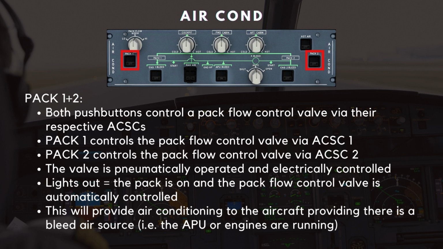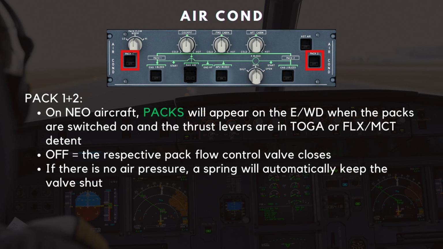When the push button is in its default lights out position, the pack is on and the pack flow control valve is automatically controlled. This will provide air conditioning to the aircraft, providing there is a bleed air source, i.e. the APU or engines are running. On NEO aircraft, packs will appear on the EWD when the packs are switched on and the thrust levers are in either the TOGA or Flex MCT detent.